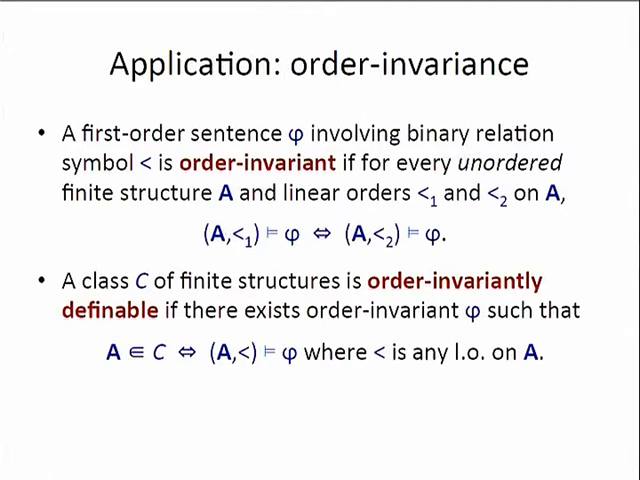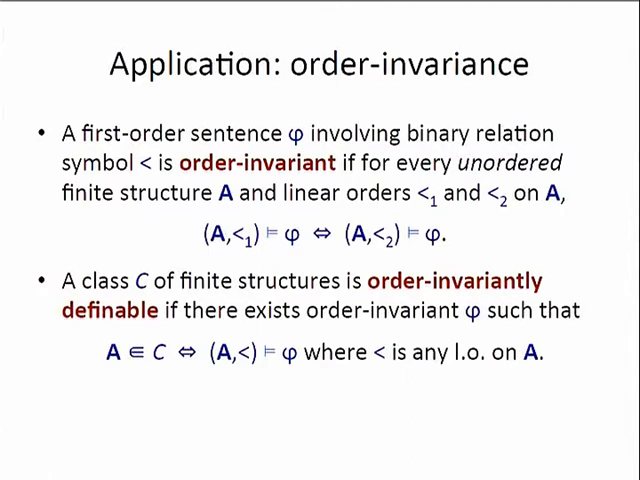Okay, so we'll say that this sentence is order invariant if for every finite structure A without a linear order, if we take any two linear orders on A, then A with the first linear order satisfies phi if and only if A satisfies phi when we add the second linear order. So, in other words, a first order sentence which speaks about an extra linear order is order invariant if and only if it doesn't depend on the choice of order that you put on the structure.